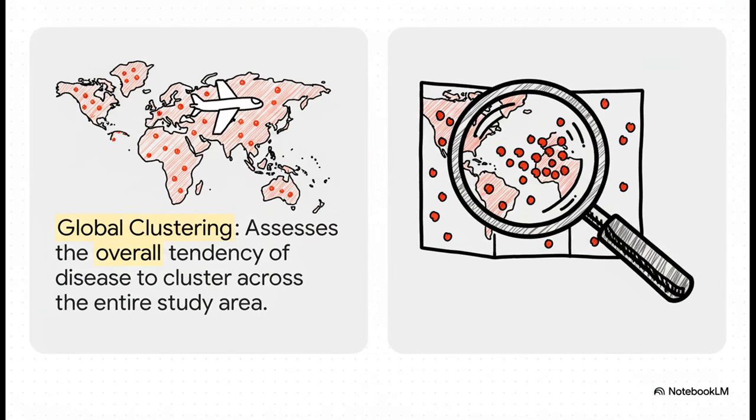Now, we can approach this in two main ways. First, there's global clustering. Think of this as your view from an airplane at 30,000 feet. You're looking down at the whole map and asking one big question. If there's a pattern, is there an overall tendency for cases to be near other cases? Then you have local clustering. This is where you land the plane and pull out a magnifying glass. You're no longer asking if, you're asking where. Where exactly are the hotspots? Where are the cold spots?